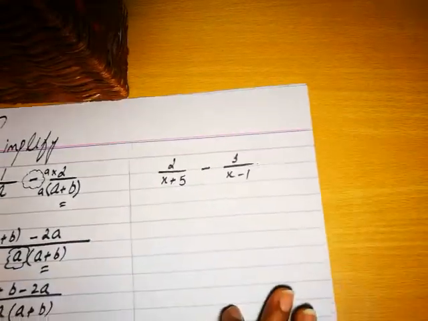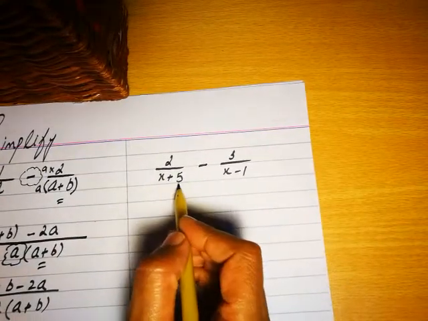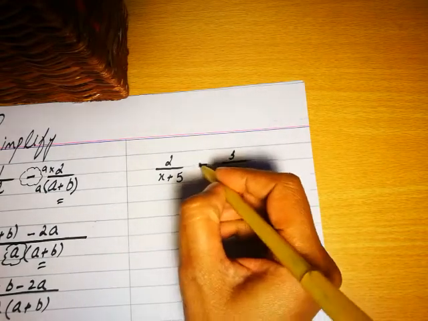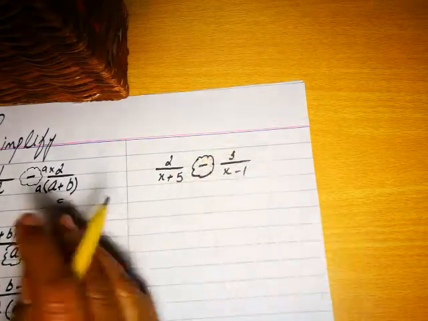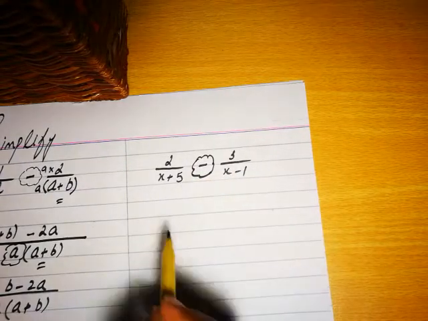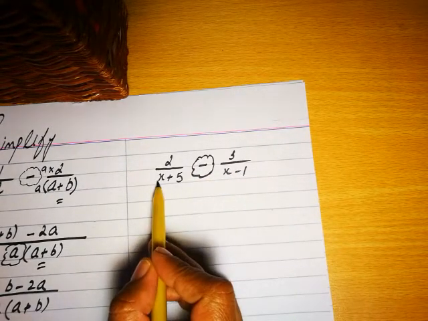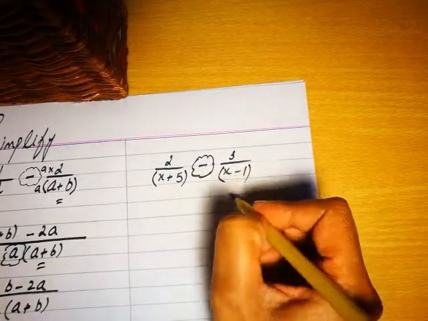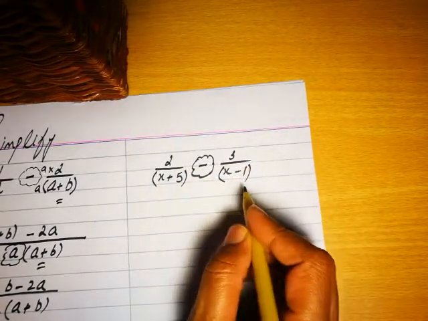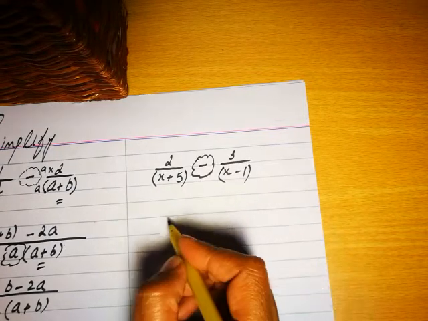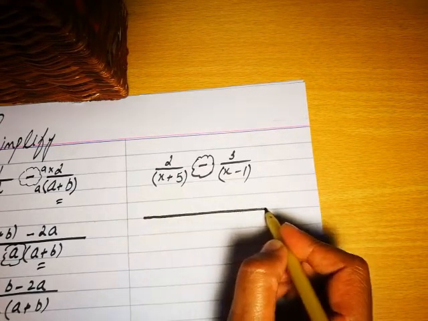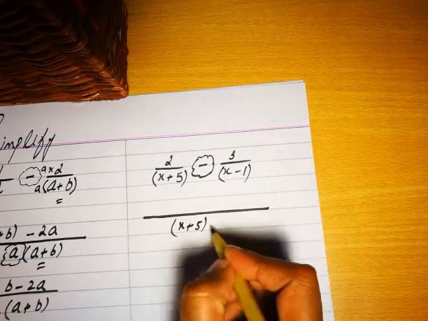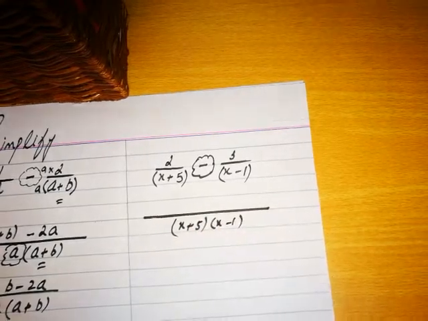If I have fractions like 2 over x plus 5 minus 3 over x minus 1, again I have fractions and a negative sign between them, which means no cancellation or anything like that. And I have a denominator x plus 5, this is a factor, and x minus 1, again another factor, and they are unlike. What does it mean? I am going to take the LCM by multiplying them. So x plus 5 and x minus 1.